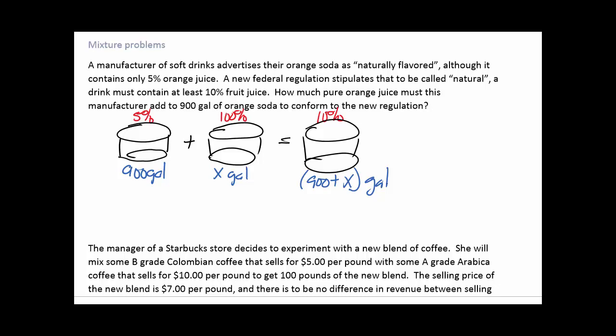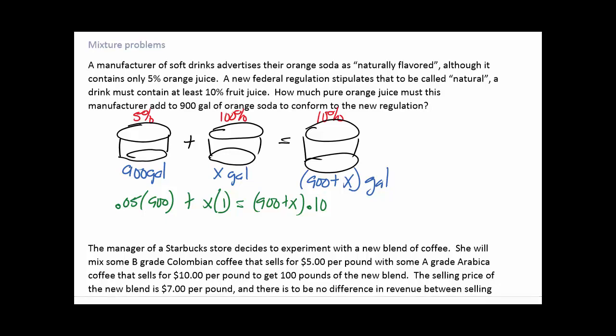Okay, so what I can do then is set up what's called the amount of juice equation. Of the 900 gallons, how many are actually juice? Well, that's that 5%. So I go 0.05 times 900 plus x times the 100%, which as a decimal is just 1. And then 900 plus x times 0.1, or the 10%.